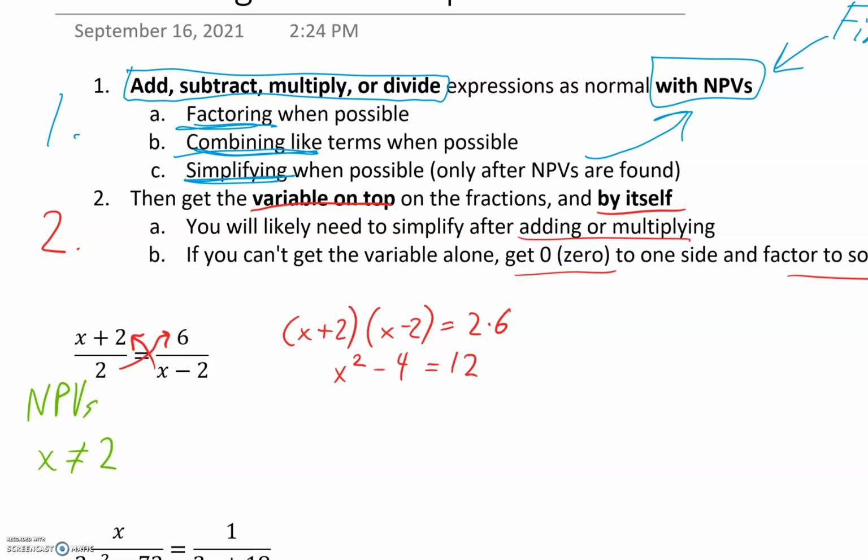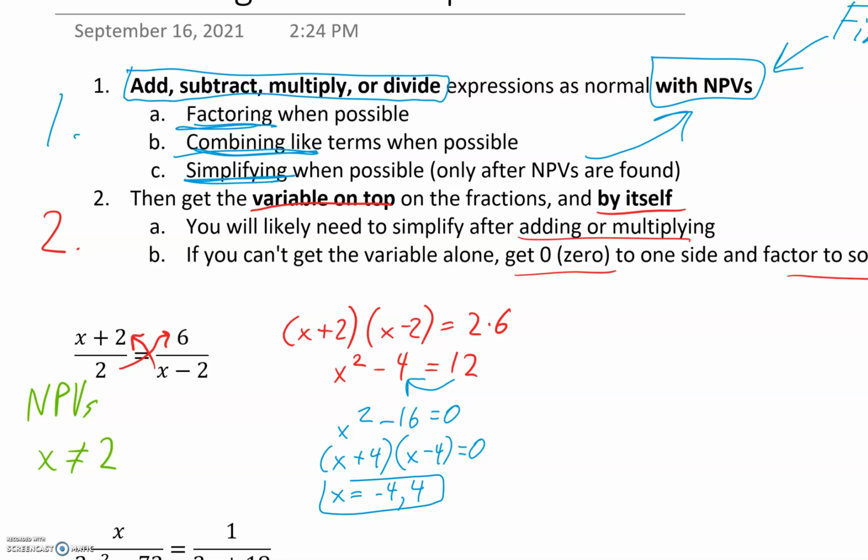At this point, there are two different methods. I'm going to go with my favorite method. When we move the 12 over, we get a negative 12, so it's x squared minus 16 equals 0. Now we can factor it like a difference of perfect squares. Once we have that, we can say that x equals negative 4 or positive 4. Then we double check that it isn't one of the NPVs, and it isn't, so it's okay.